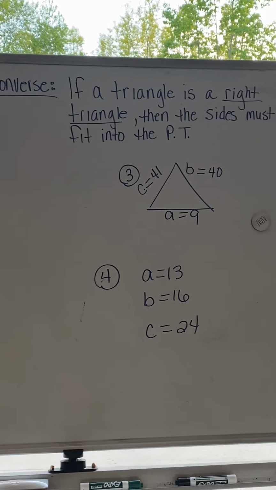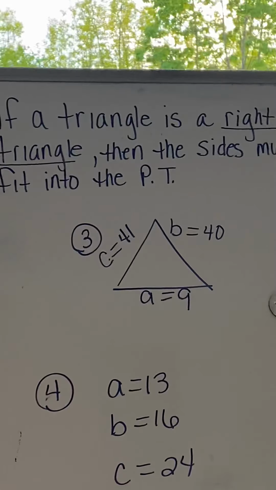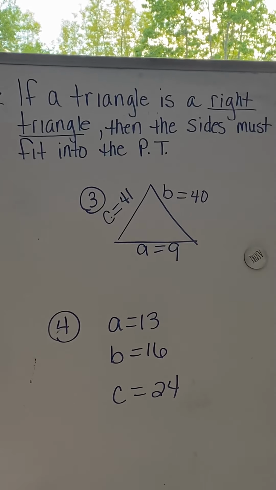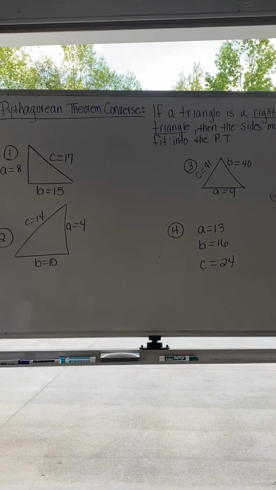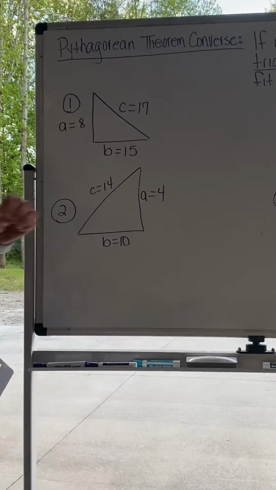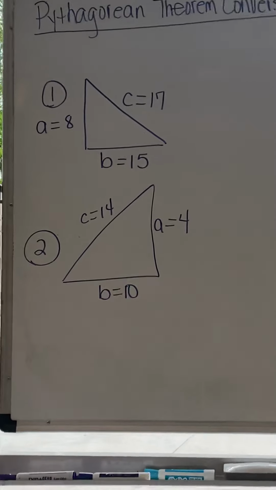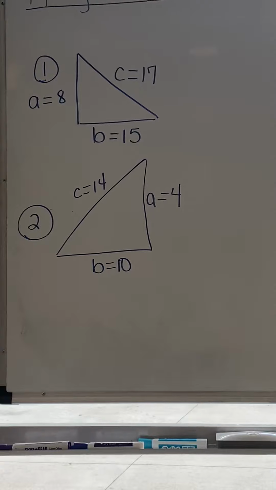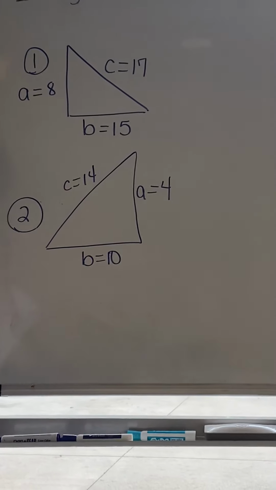The Pythagorean theorem converse states that if a triangle is a right triangle, then it has to fit into the Pythagorean theorem. So if you're trying to prove that a triangle is a right triangle or not, you have to put the sides that are given to you into the Pythagorean theorem formula and see if it actually checks out or not. If it does check out, then it is a right triangle, and if it doesn't, then it's not a right triangle. If it's a right triangle, it has to fit into the Pythagorean theorem.